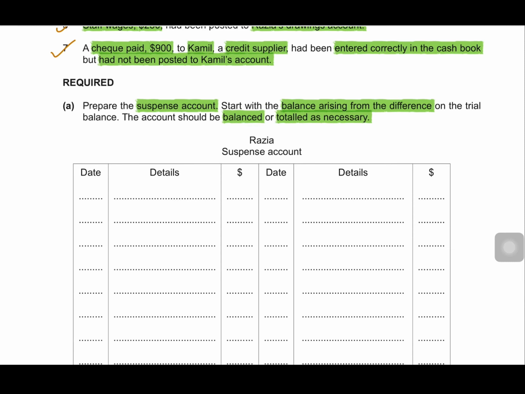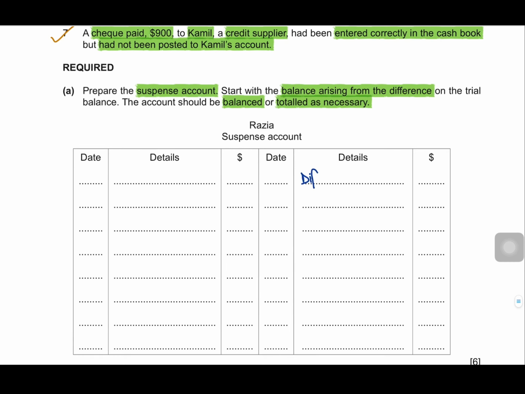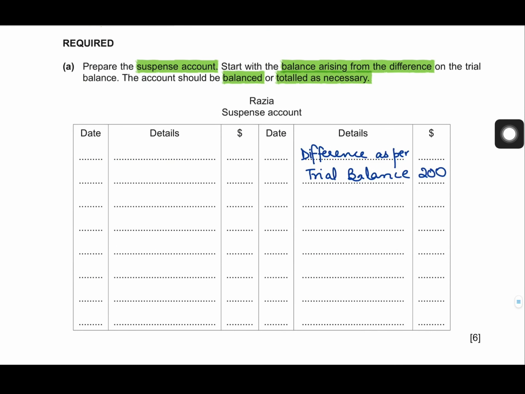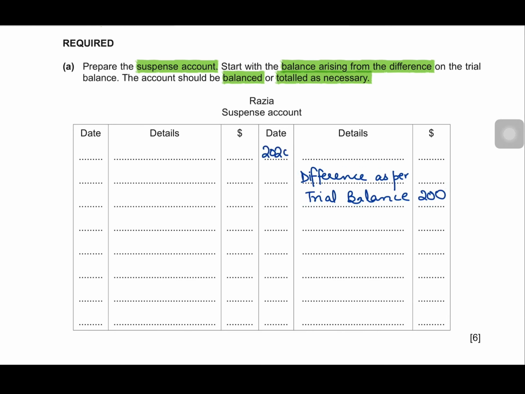So balance means if there still remains a balance after correcting all the entries, then it should be balanced. Bring down the balance whether it's on the debit side or credit side, or it should be totaled. Total means that there will remain no balance in the suspense account. Okay, so let's see whether we will be balancing it or totaling it. So first of all, we will start with the difference as per trial balance, which is on the credit side. Okay, and what are the dates? The dates are 30th September 2020. We are correcting all of these errors on the same date, 30th September 2020.